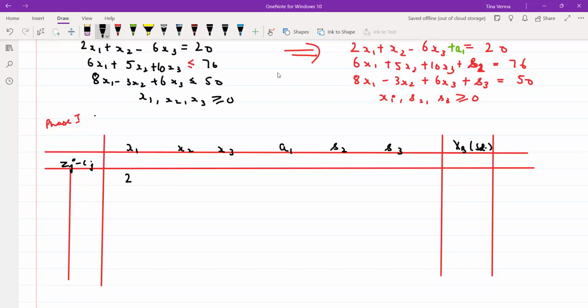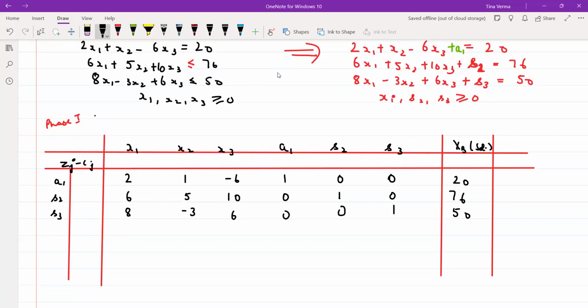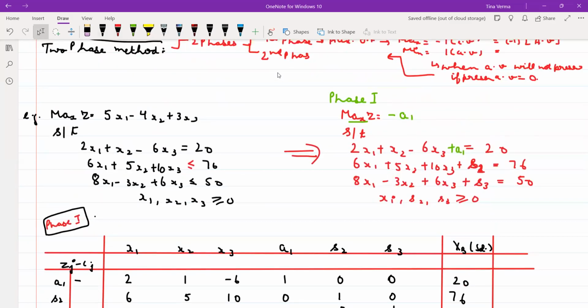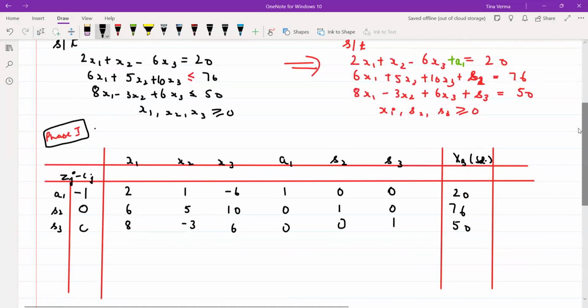And the first entries are only the columns of my A. That is 2, 6, 8, 1, 5, -3, -6, 10, 6, and then 1 0 0, 0 1 0, 0 0 1, and this is making an identity matrix, so that my basic variables will be A1, S2, S3, with the corresponding cost coefficients. Now we are in phase one. So in phase one, the cost coefficient of only A1 is present, that is -1. You can see S2 is not present, so it is 0, and whatever else you have, this is your 0, right?